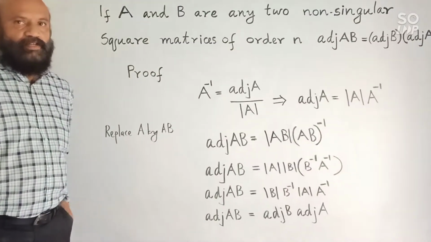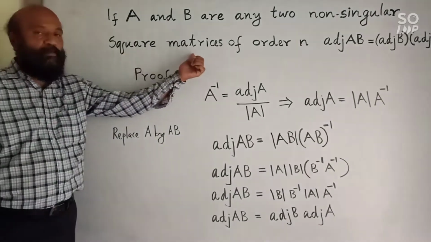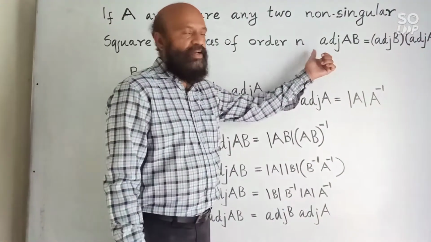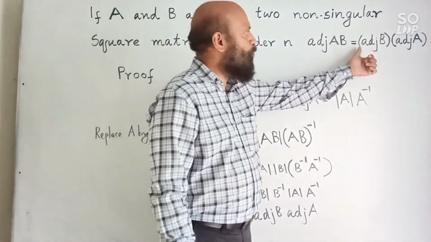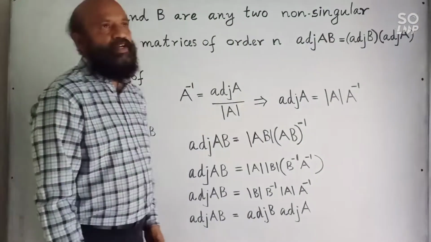Now we will see a theorem. If A and B are any two non-singular square matrices of order n, adjoint of AB is equal to adjoint of B into adjoint of A. Let us see the proof.